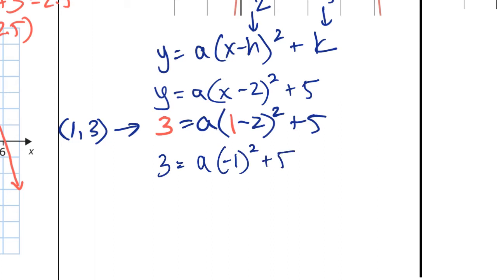Well, (-1) squared, that's the next thing we do here. (-1) squared is just 1, right? -1 times -1 is just +1. So this is just a times 1 plus 5. And now we can try to solve for a.